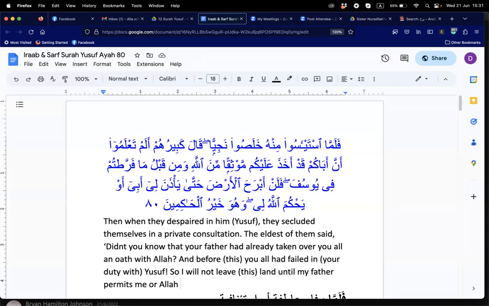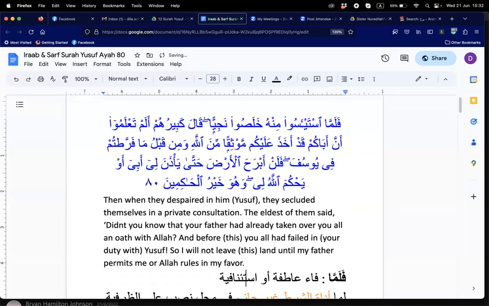So this word hakam, right? If it says Allah, it means Allah judges against you. But if it's hakam li, then it's like rule in your favor, basically. So that's the difference between Allah and li. Allah rules in my favor.